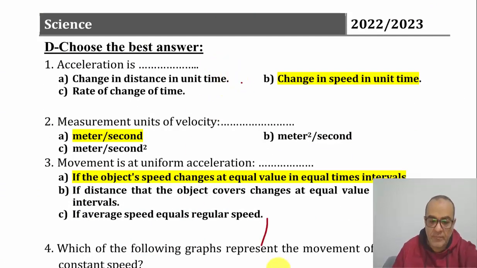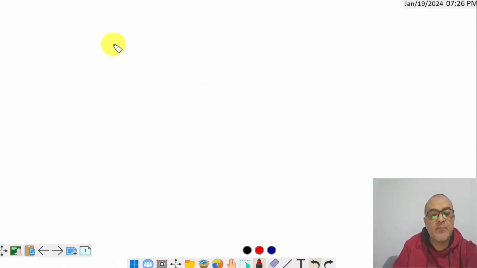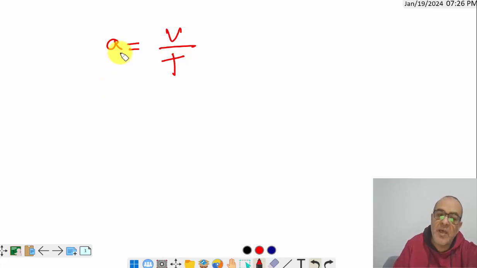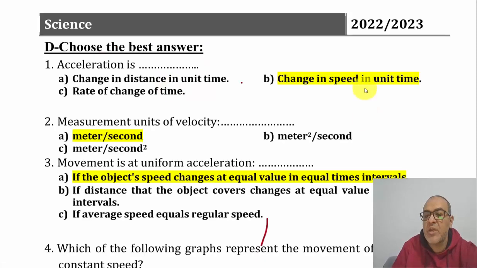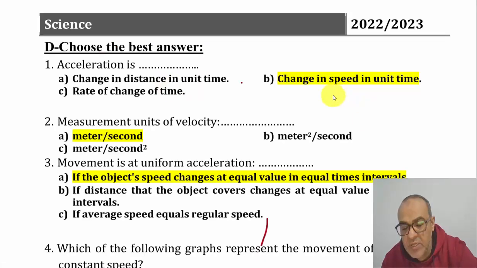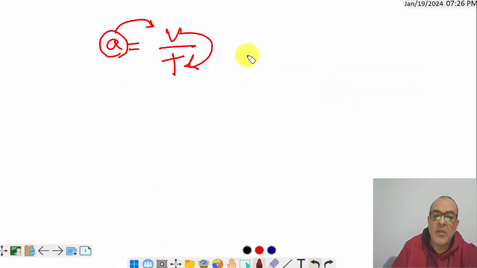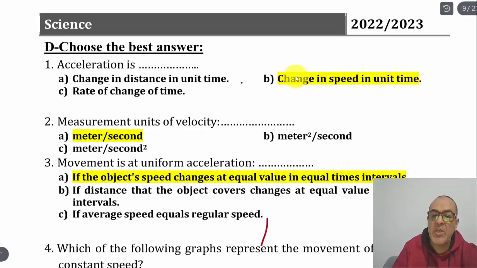Acceleration is. Let's go to the explanation board. Acceleration equals V over T. When I try to define the acceleration, it is the difference in velocity over time. So, back to the question, change in speed or velocity according to time. It is the change in speed in a unit time.